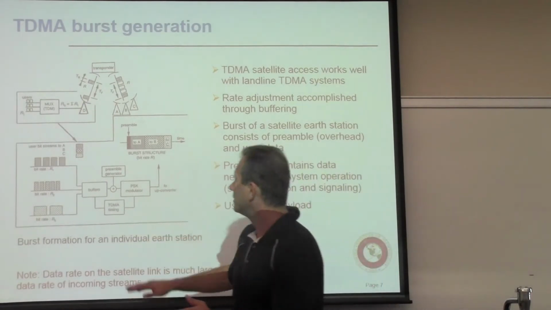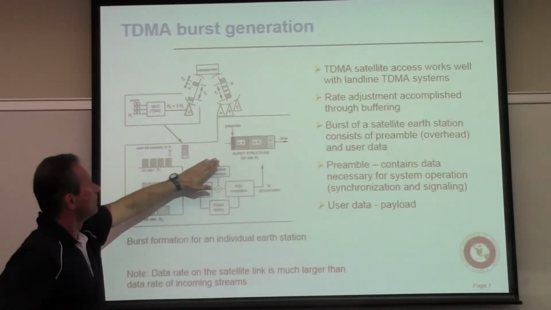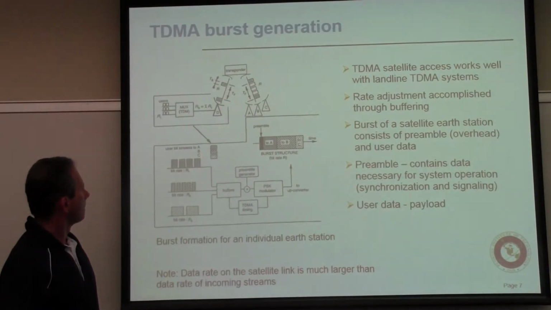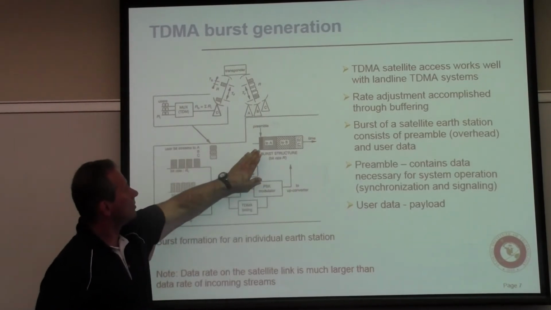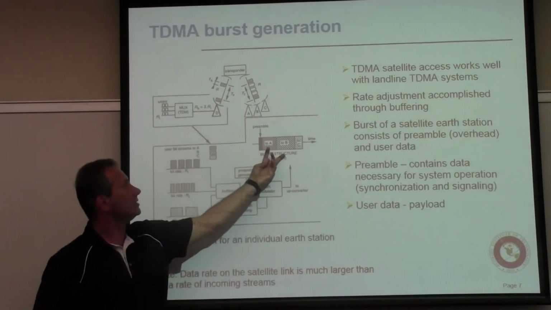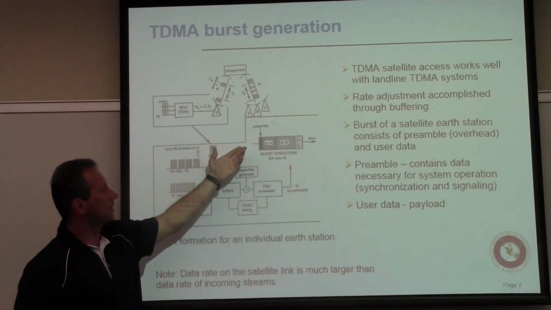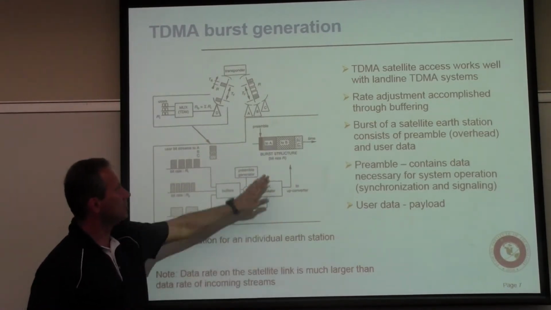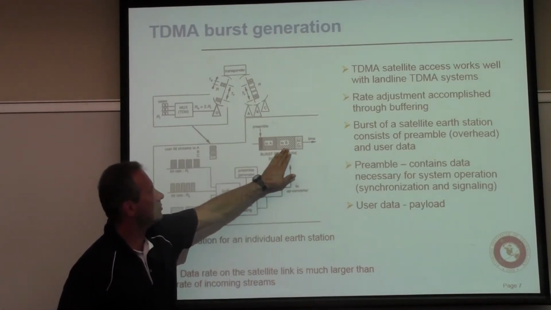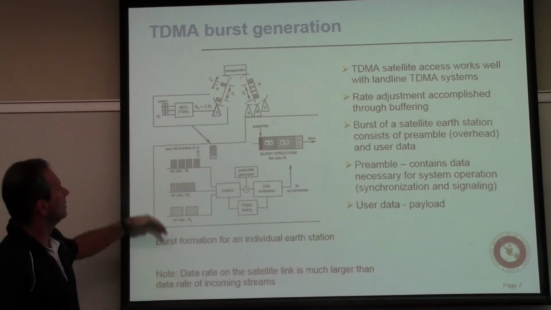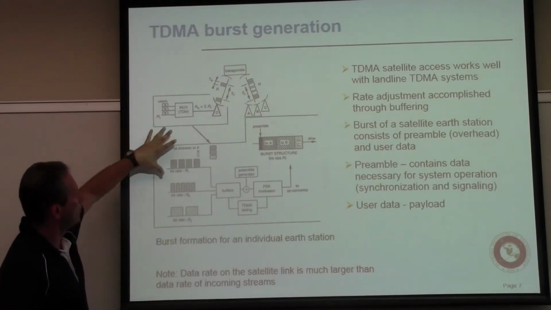So if you look at this example here, this would be like a burst that comes from one user. It will contain the overhead information, which we would refer to here as a preamble. And then within this data, there will be a portion of it that goes to other users in the system. So here you have a section that goes to A, a section that goes to B, and a section that goes to C, right?